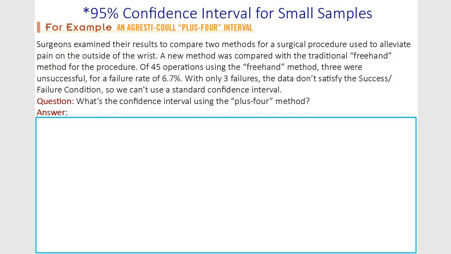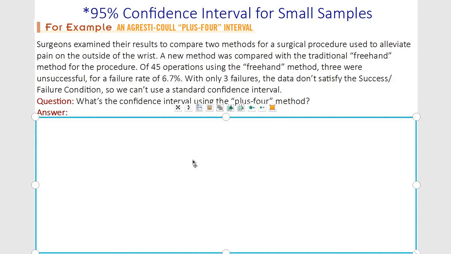Okay, so let's do an example. In this one, they wanted to compare 2 methods to alleviate pain on the outside of the wrist. So they did their sample, but it only had 3 failures. They don't satisfy the success-failure condition, so we can't use a standard confidence interval. So we use the +4 method.